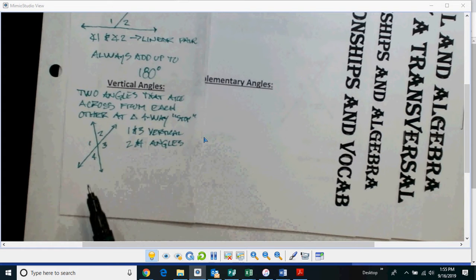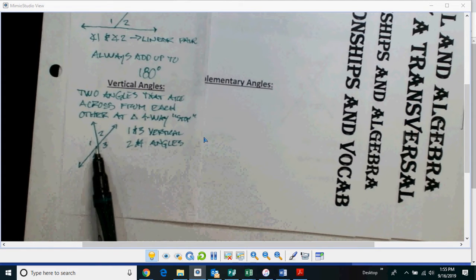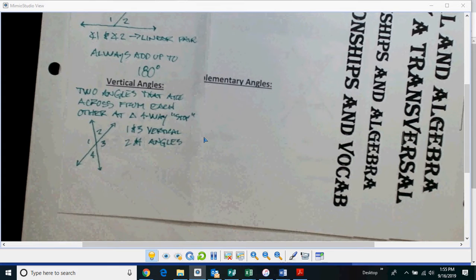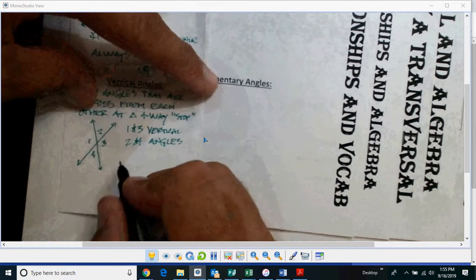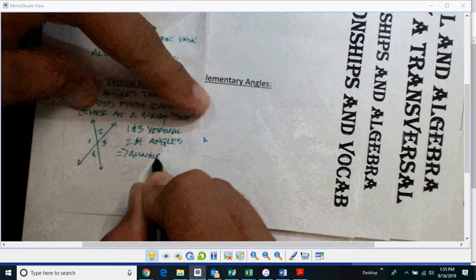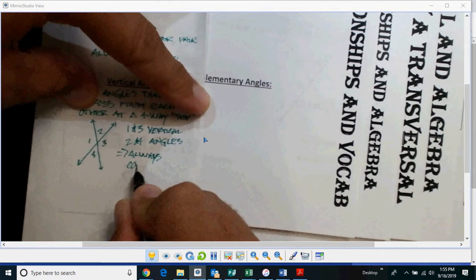Well, if we look at them like this, what looks like would be true about 1 and 3? That's also true about 2 and 4. They're the same, right? Okay. They are always congruent.